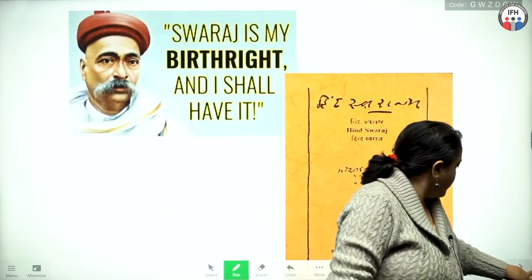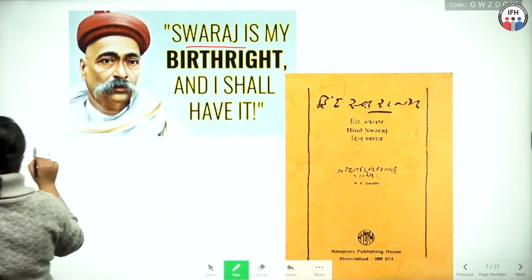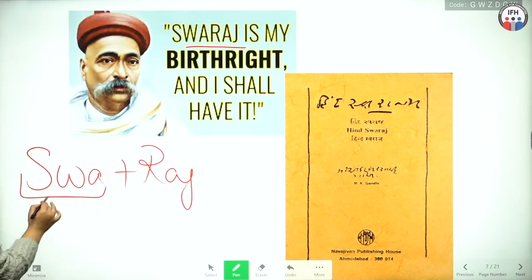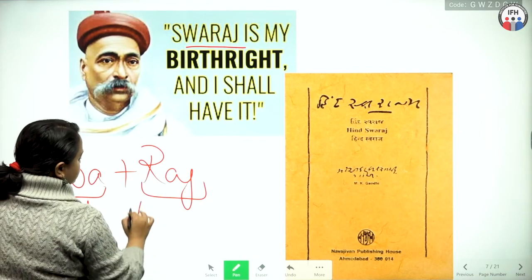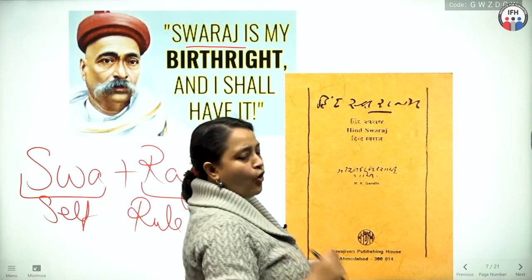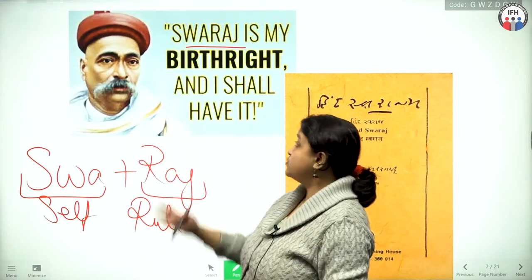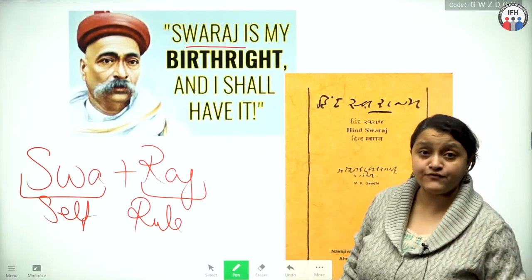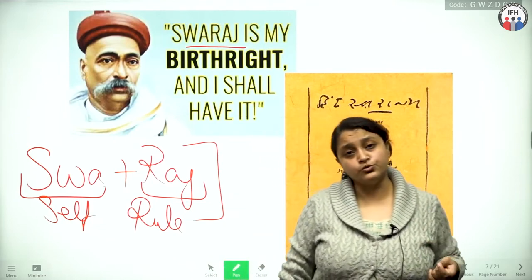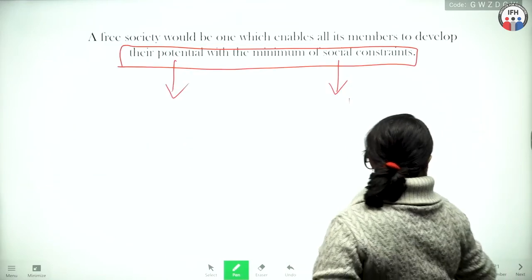Okay? Moving on. We'll talk about the concept of Swaraj. Now, Swaraj comes from two words, Swa and Raj. Okay? Swa means self, Raj means rule. Right? And Swaraj was a rallying call during the Indian freedom movement, especially by Bal Gangadhar Tilak, who said, Swaraj is my birthright and I shall have it. At this point of time, the freedom movement wanted self-rule or home rule, which basically talked about, let me just write it here, okay?